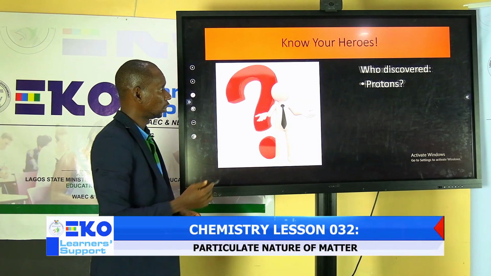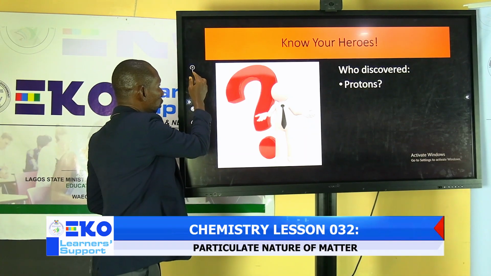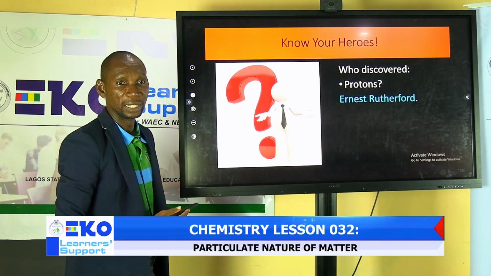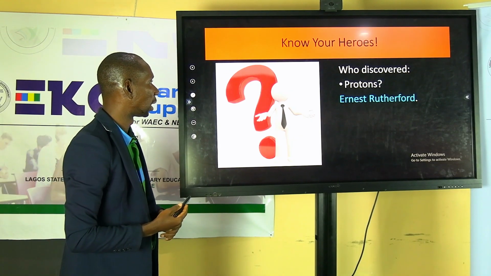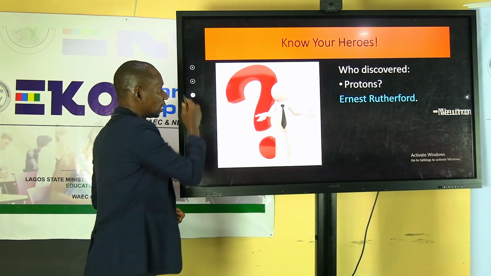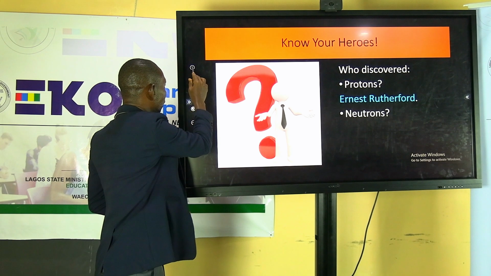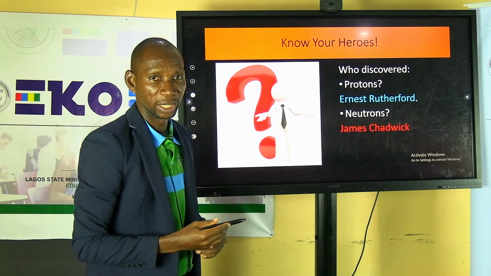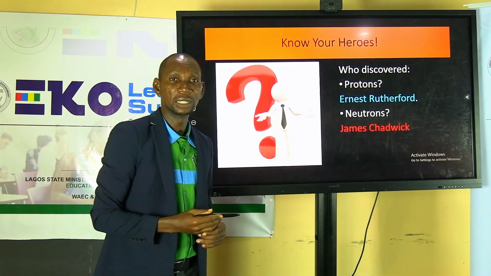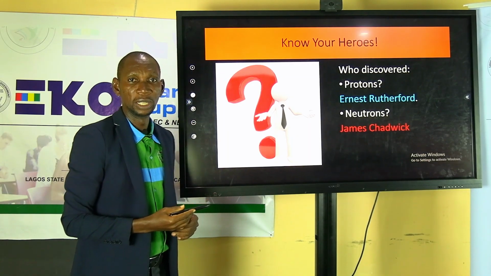So, know your heroes. Who discovered the proton? Do you know? Yes, it is Ernest Rutherford. Rutherford is the one that discovered the proton. Next, who discovered neutrons? Do you have an idea? Let's find out. The neutron was discovered by James Chadwick. These are very important pieces of knowledge that you need to have. You may be representing your school in quizzes.